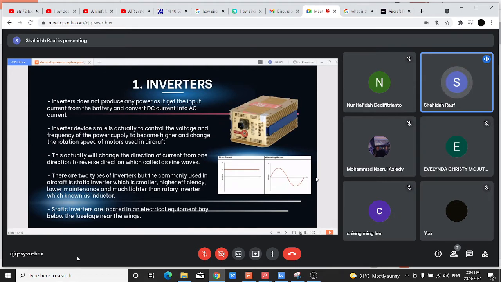There are two types of inverters, but the one commonly used in aircraft is the static inverter, which is smaller, higher efficiency, lower maintenance, and much lighter than the rotary inverter, which is known as an inductor. Static inverters are located in an electrical equipment bay below the fuselage near the wings.